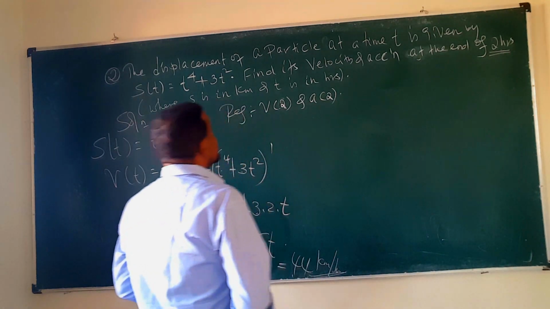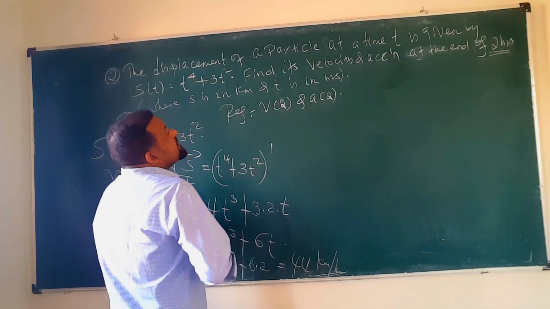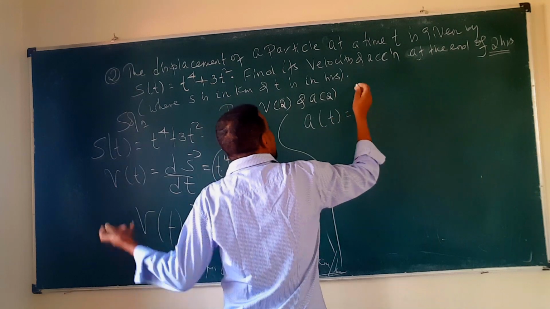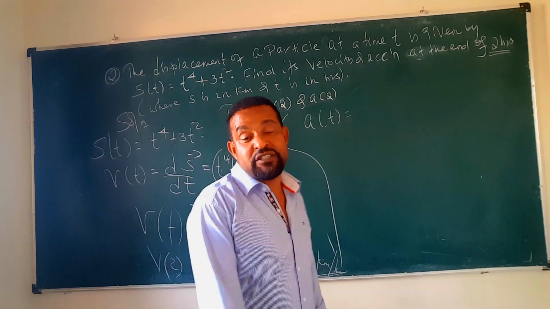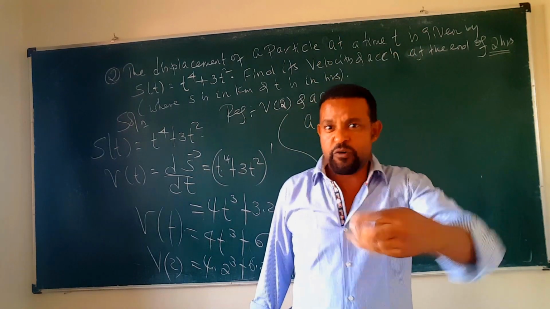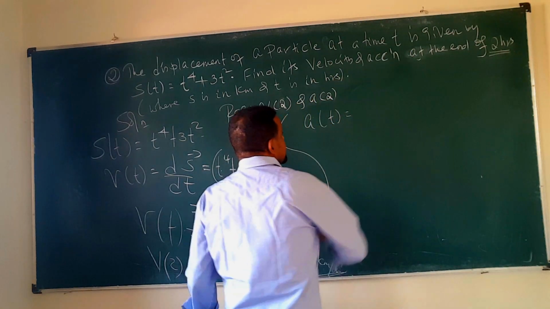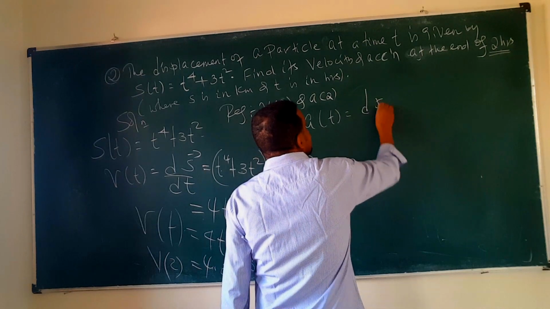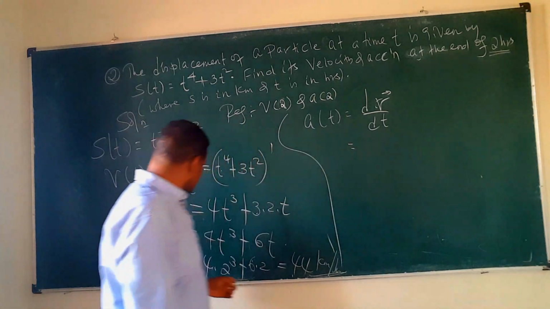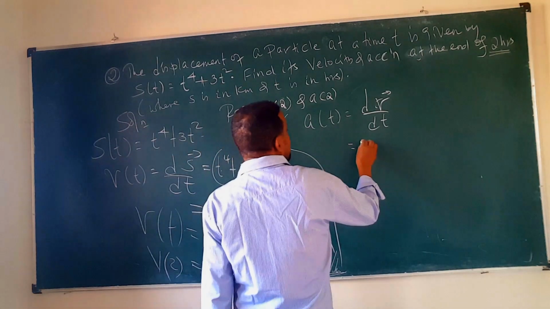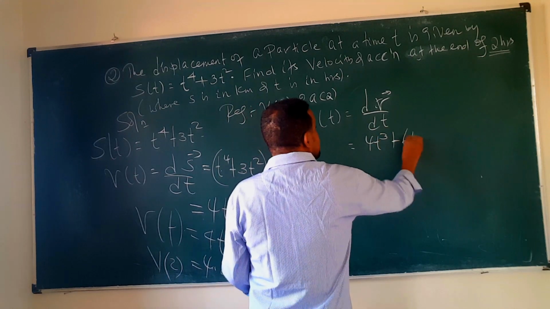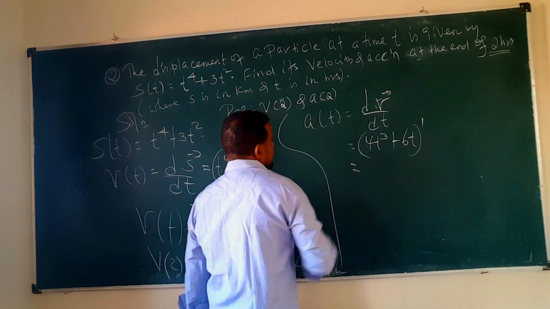And the next is, what is the acceleration after time t? You know that acceleration is the change in velocity over the change in time. That means the rate of change of velocity with respect to t, which is the derivative of the velocity function with respect to t. What is the velocity function? It is 4t cubed plus 6t, and its derivative will be the acceleration function.